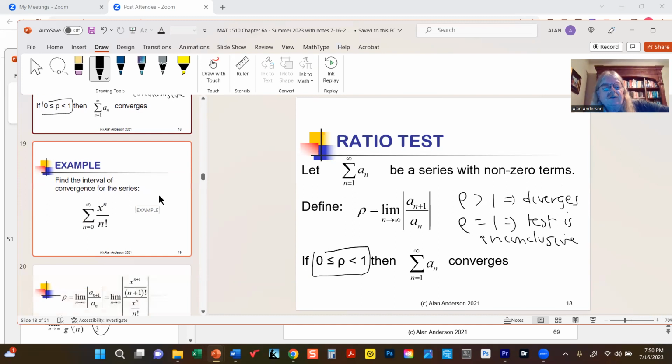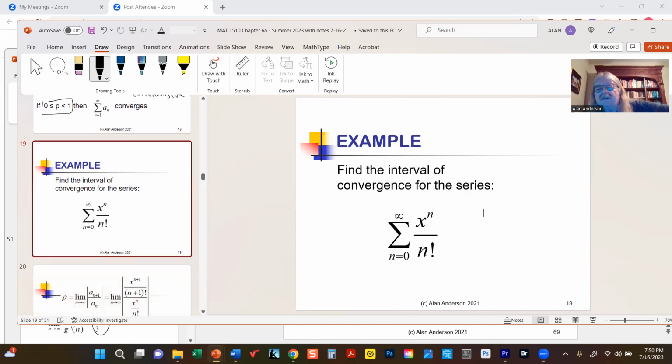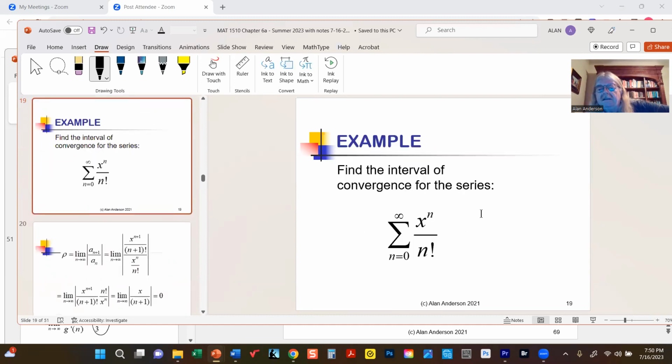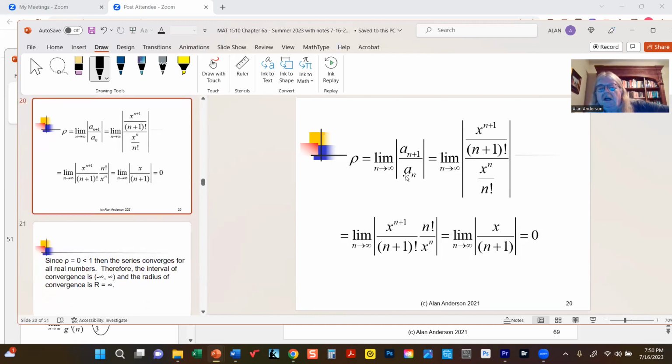All right, it's always easier to do these with an example. So let's use this series. And we'll construct a ratio. Okay, that's any two consecutive terms. So we have in the denominator the original series, x to the n over n factorial. In the numerator, we have x to the n plus 1 over n plus 1 factorial.